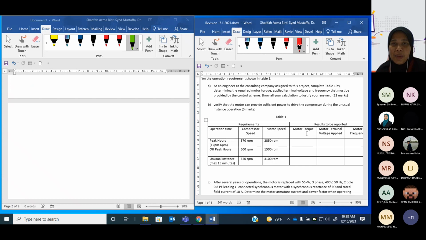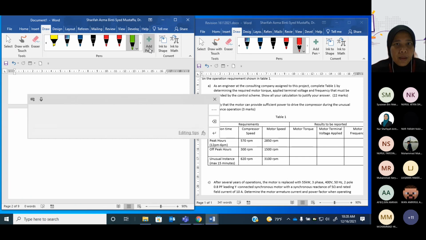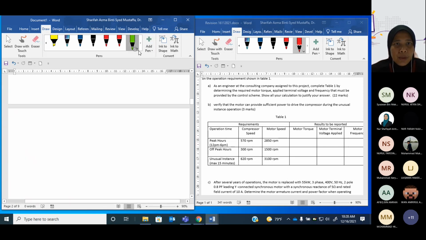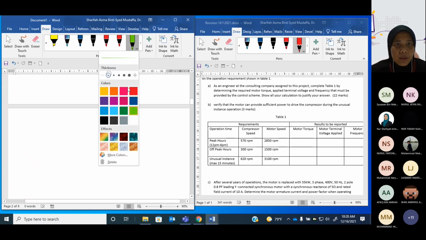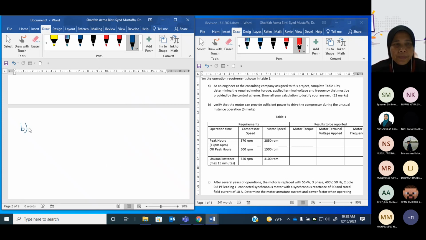Can? So now, the question asks you to verify that the motor can provide sufficient power to drive the compressor during the unusual instant operation. Which one is the unusual instant operation? Which one? Part B. So during the unusual instance, is the power sufficient or not to drive the motor?